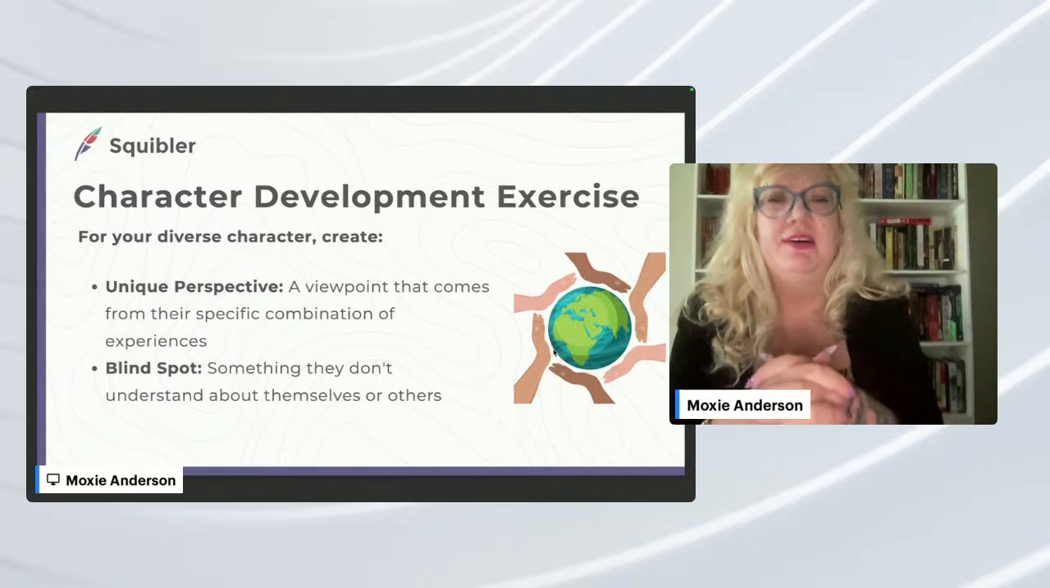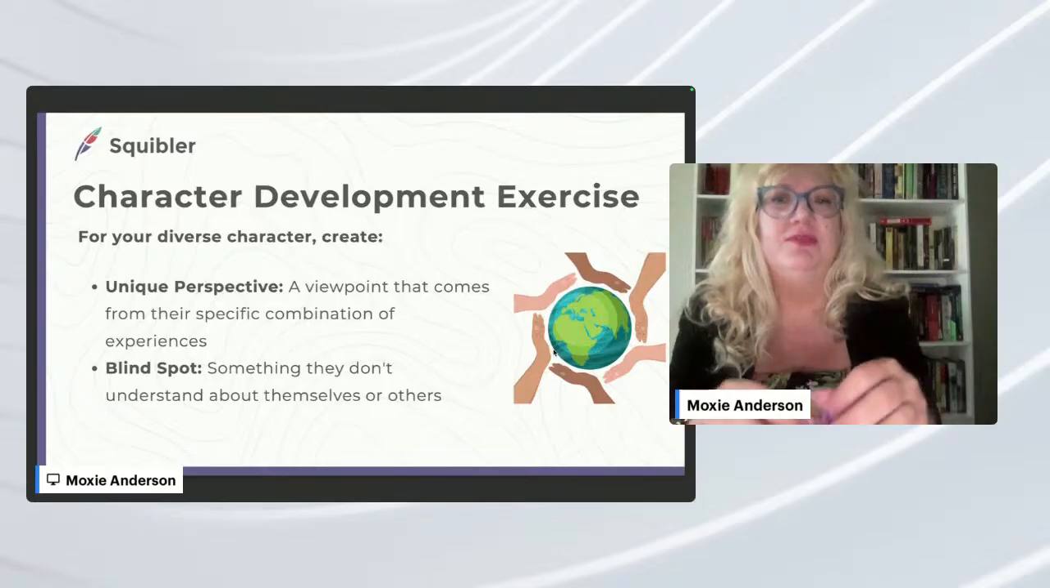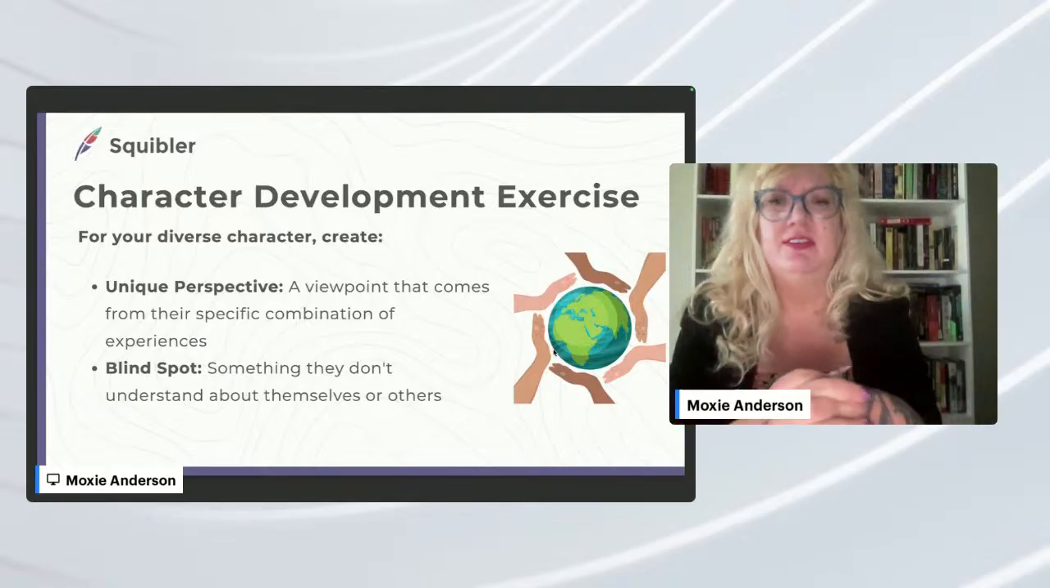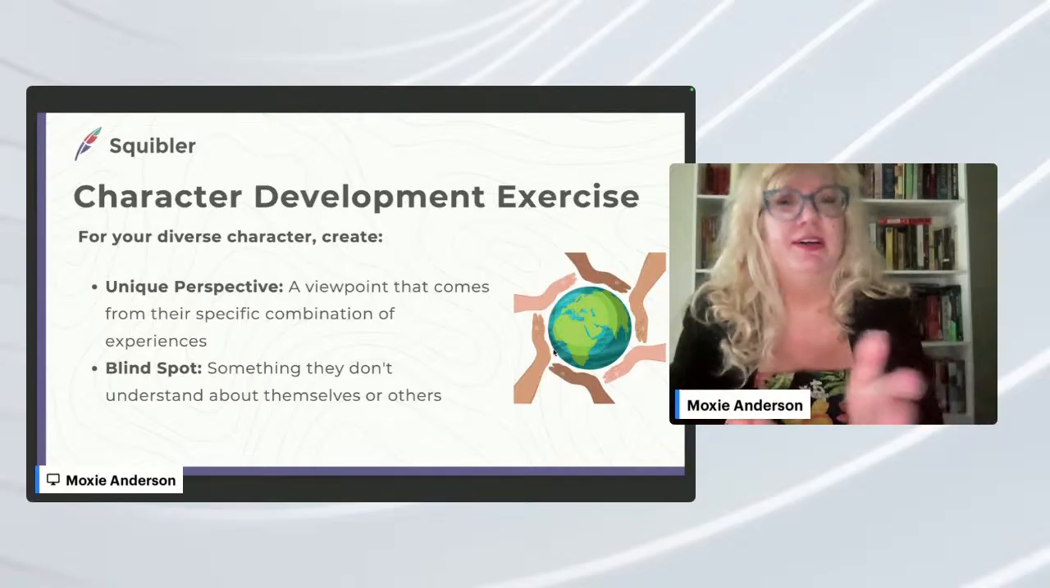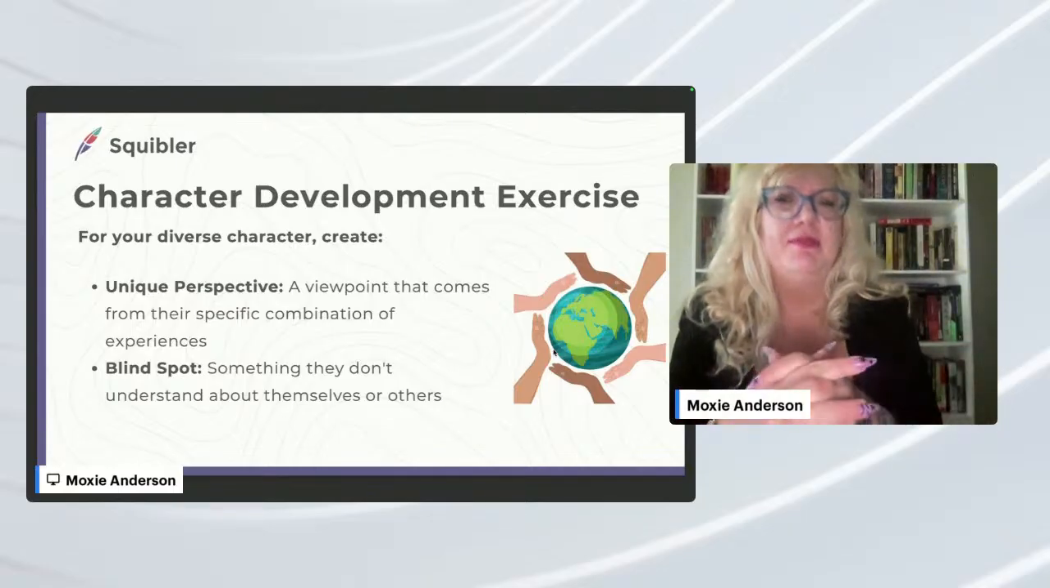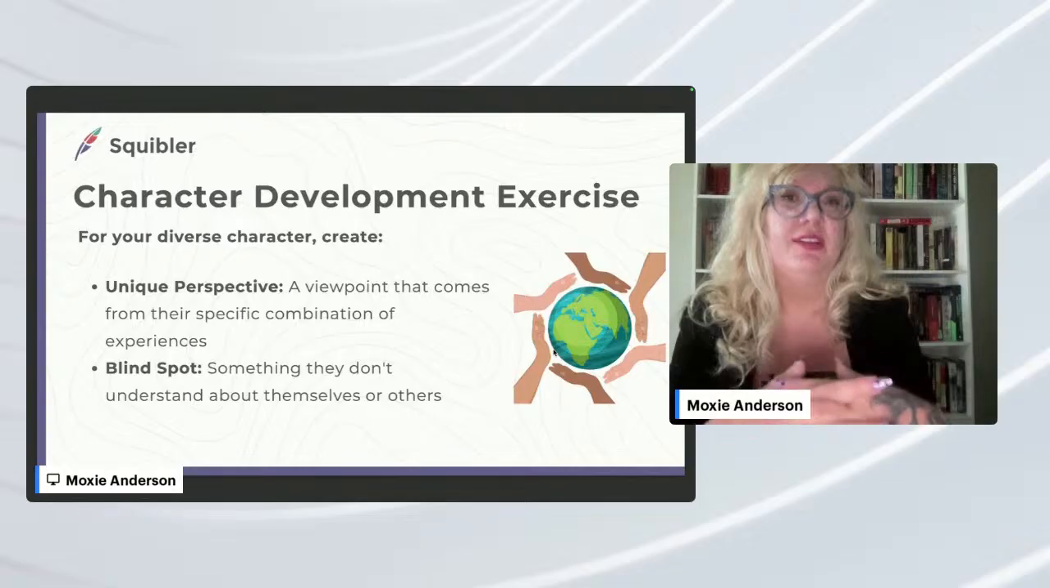You can also think about the unique perspective that your character can bring to your writing. What is a viewpoint that they might have that comes from their specific combination of experiences? And do they have a blind spot? Is there something about them that they don't understand about themselves or others?